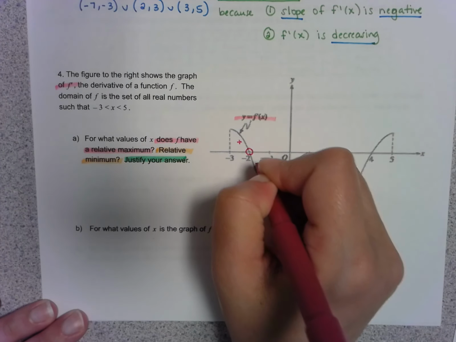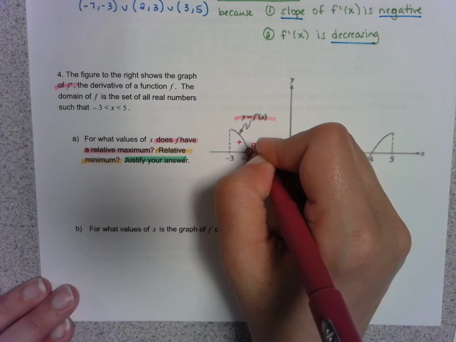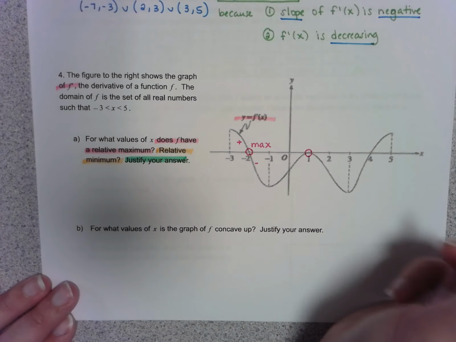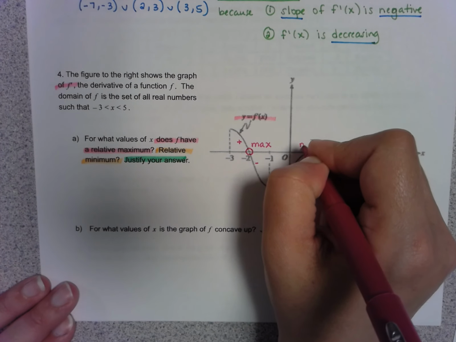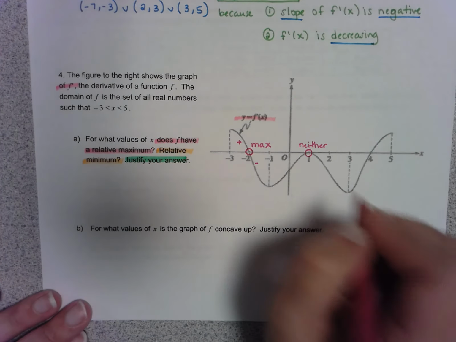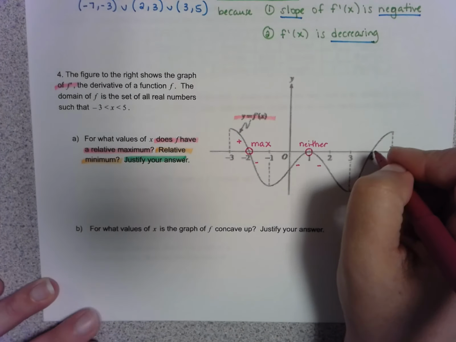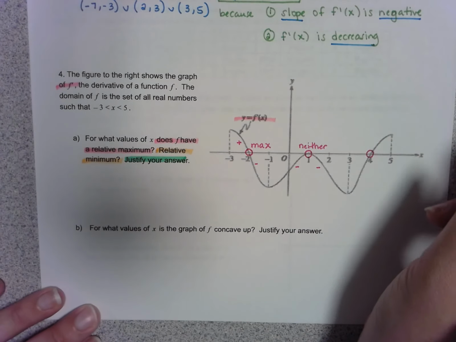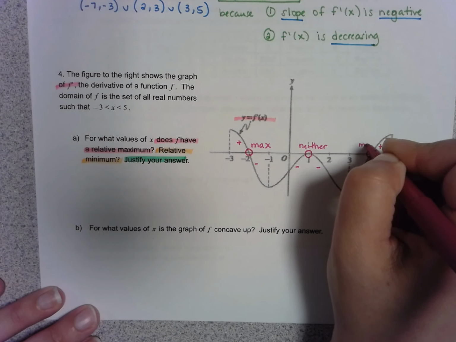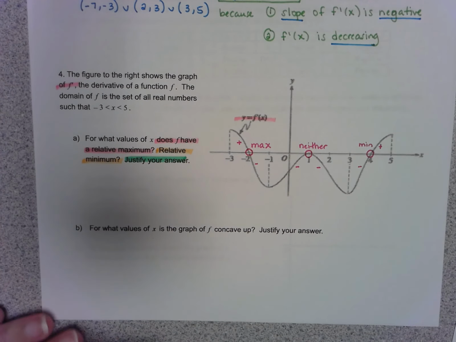At this place, the graph of f prime changes from positive to negative, so that's going to be a maximum of the original. Even though the +1 is an x-intercept, it's going to have neither a relative max or a relative min because it does not change signs. The graph stays negative on both sides. And last but not least, at the +4, we're changing from negative to positive, which means we have a minimum on our original graph. So we're going to go ahead and justify our answer.